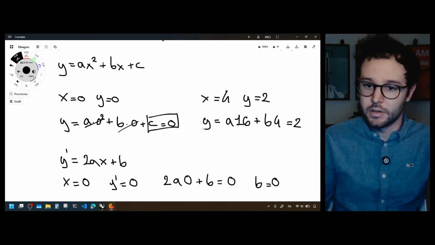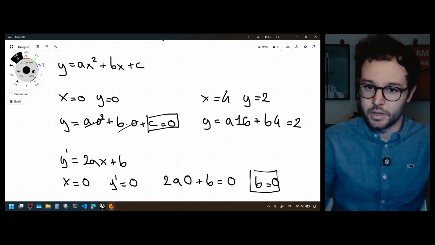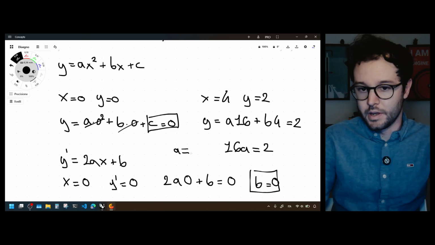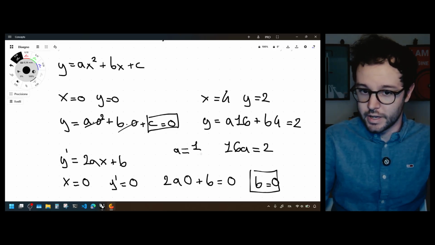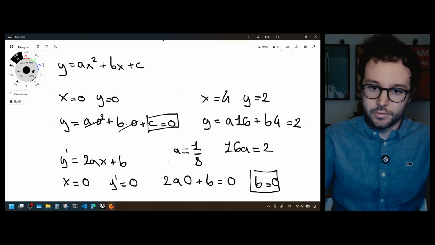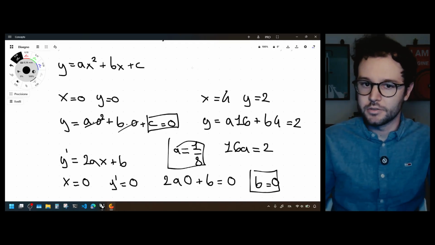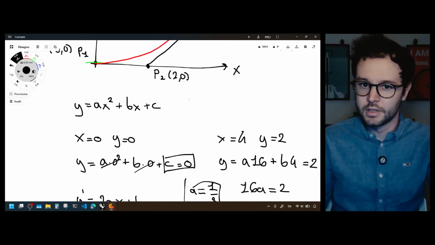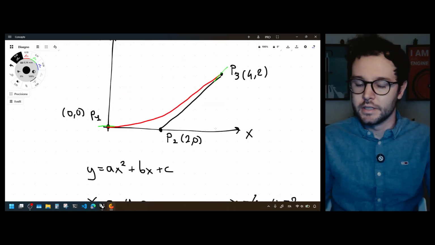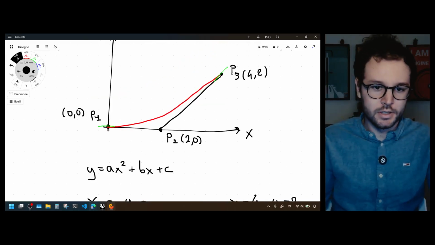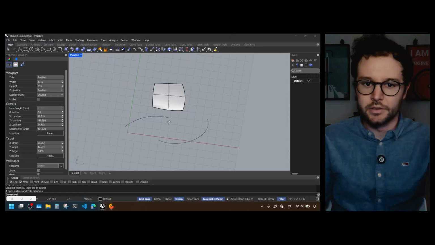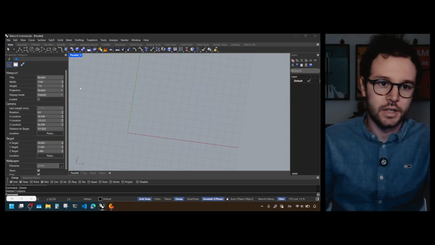And since b equals 0, we can bring it back up here, and we have that 16a equals 2. So this means that a must be 2 over 16, which is 1/8. Now we have all 3 coefficients, and we can draw the parabola. So let's try to do this same example in Rhino and in Grasshopper and see if this actually works. So let's go back to Grasshopper. Let me delete these 3 example curves.